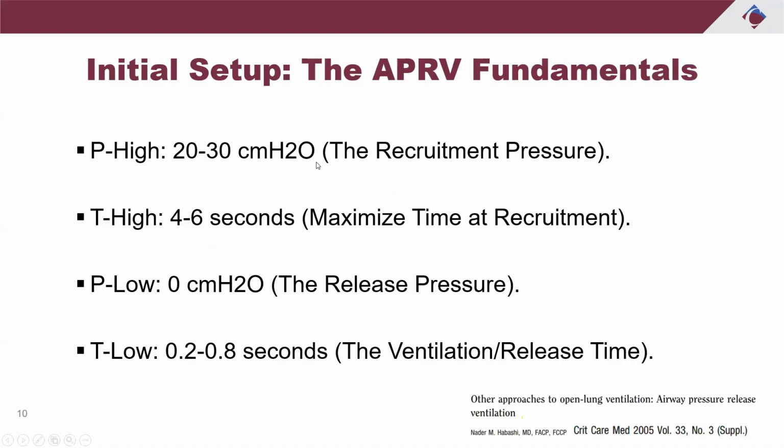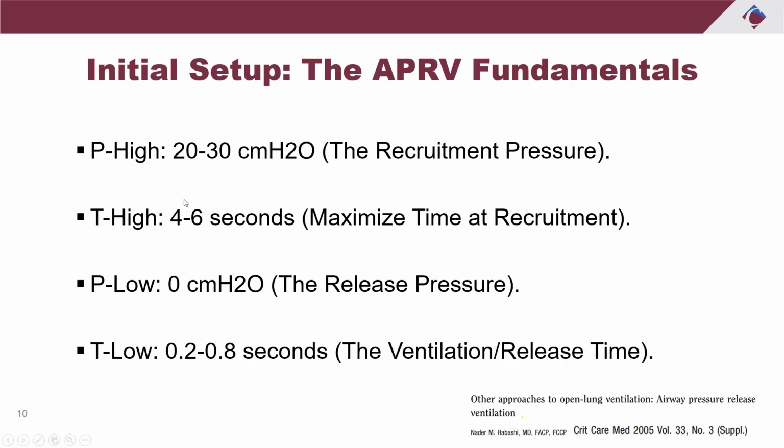So if we talk about initial setup, this was one of the first articles written by Dr. Habashi in 2005, other approaches to open lung. It was one of the first where he described the settings he was using. Back then he was talking about starting with a P high of somewhere between 20 and 30. That would be the recruitment pressure, right? That's what you're using to recruit. And the time high is how long you're holding that recruitment. So again, open the lung and keep it open. 4 to 6 seconds is what he found to be a good starting point.